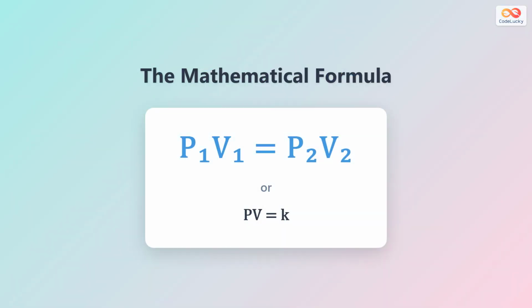The mathematical formula for Boyle's law can be written in two ways. The first form is P₁V₁ equals P₂V₂. Here, P1 and V1 represent the initial pressure and volume, while P2 and V2 represent the final pressure and volume. Another way to express this law is PV equals K, where K is a constant value. This means that for a given amount of gas at constant temperature, the product of pressure and volume always remains the same.